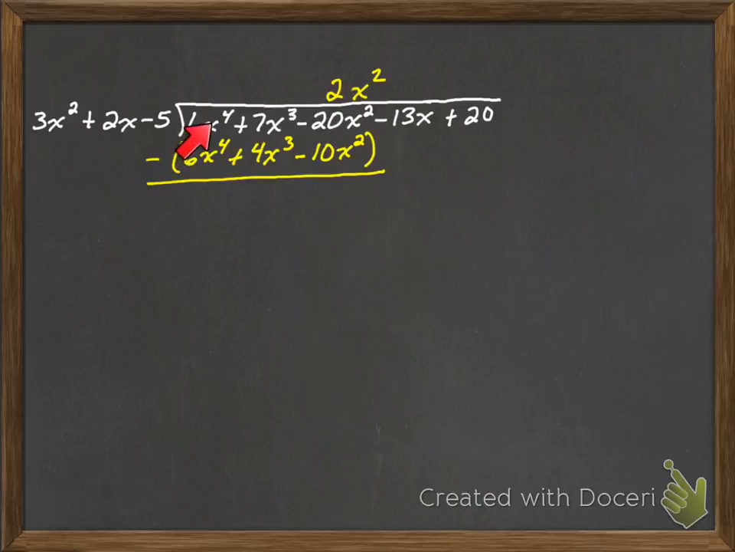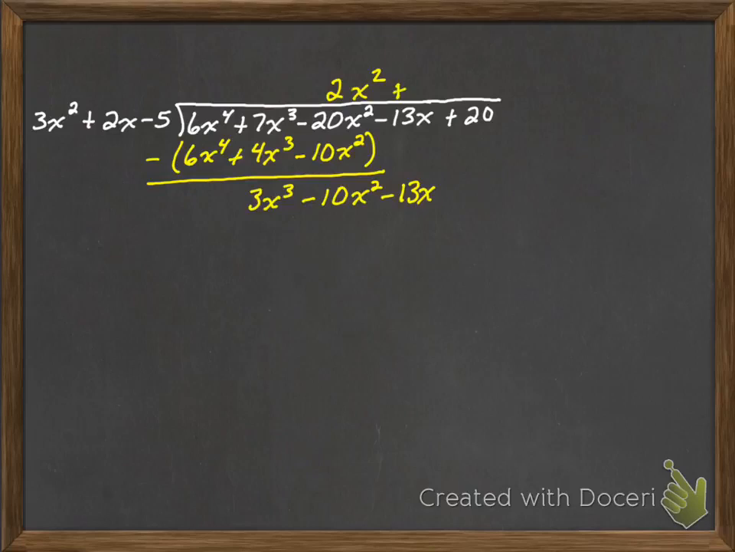Your x to the fourth will cancel out. You're going to have a 7x cubed minus a 4x cubed. So that will give us 3x cubed. Negative 20x squared minus negative 10x squared will give us negative 10x squared. Bring down the next term and repeat the process.